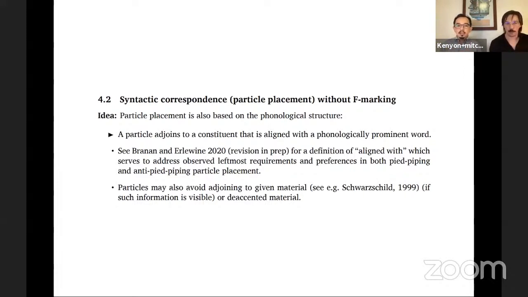phonologically prominent word. So in our currently ongoing revision to this anti-pied piping paper, we have a definition of alignment, which gets us the behavior that we think is observed specifically for apparent leftmost requirements or preferences in pied piping and anti-pied piping cross-linguistically across a wide range of languages, that we can account for if we make reference to that prosodic information in choosing where to put the particle. Particles may also additionally try to avoid attaching to certain kinds of material, like given material or deaccented material. And then we would want to know, is that information really available at this timing in the architecture? So that's an open question.